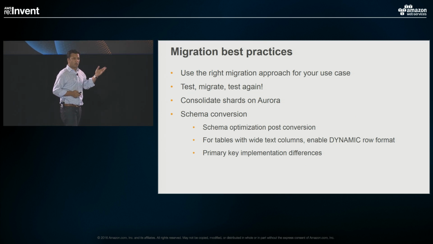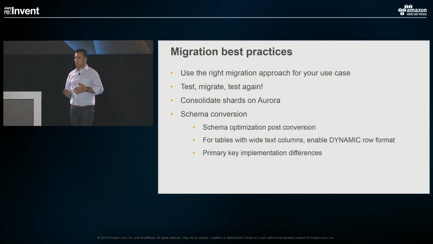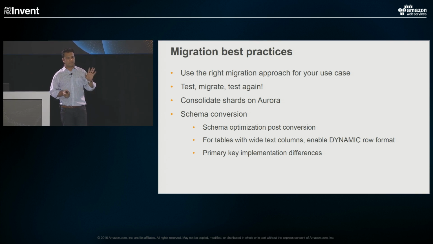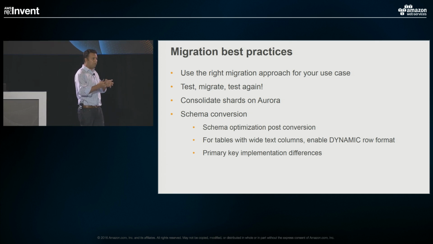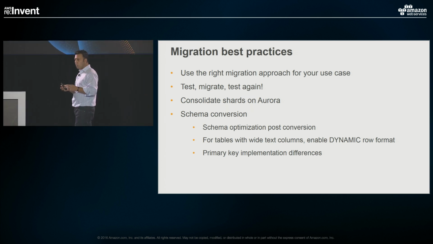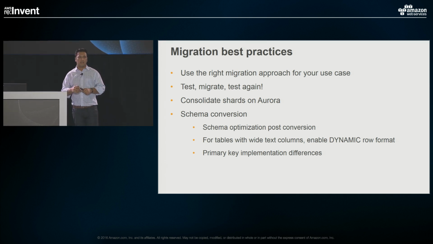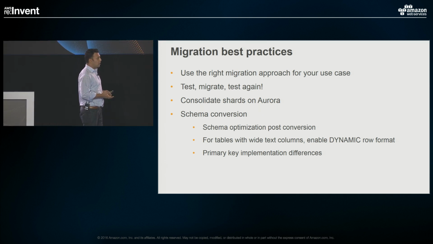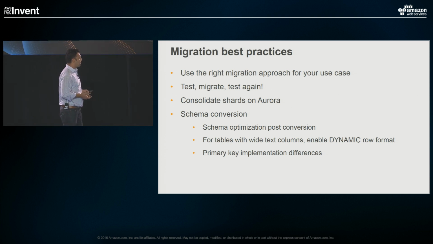Another best practice is you can consolidate your shards on Amazon Aurora. How many of you are running MySQL with multiple shards? It's a few people. Since Aurora has better scalability and performance, and it supports up to 64 terabytes of storage, it really allows you to consolidate multiple shards on a single instance, or you can consolidate multiple smaller databases on an Aurora instance. Of course, that improves your application logic. You don't have to manage multiple servers, and so on and so forth.